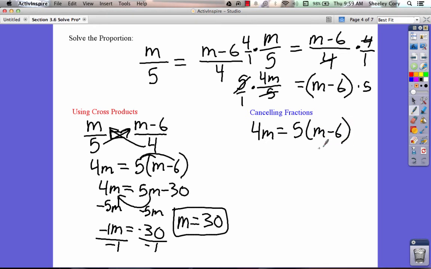Now notice we end up in the same exact spot, okay, as using the cross product. So canceling fractions and using the cross product, they're the same thing. All right, like I said, I prefer this. If you like that, go ahead and do that. We solve this the same way, and we'll end up with m equal 30.